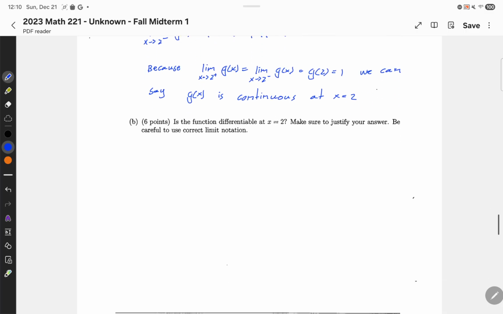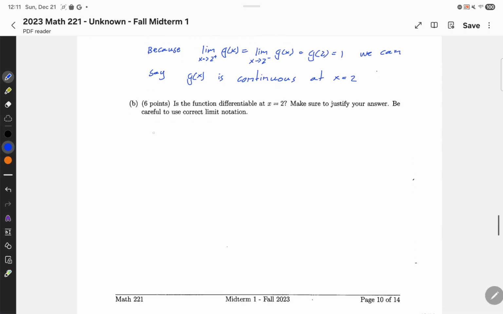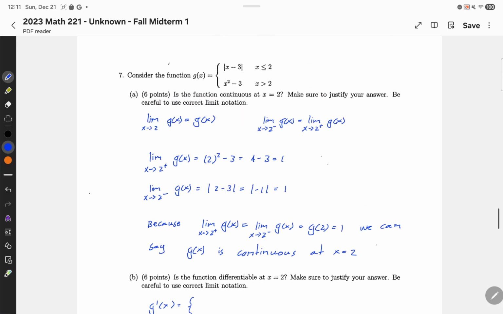Now we want to check, is the function differentiable at x equals 2? And again, make sure to justify our answer and be careful to use the correct limit notation. So what we're going to want to do is take a look at g prime of x. And so the way we'll do that is we'll look at the pieces from up above. So the derivative of the absolute value of x minus 3.